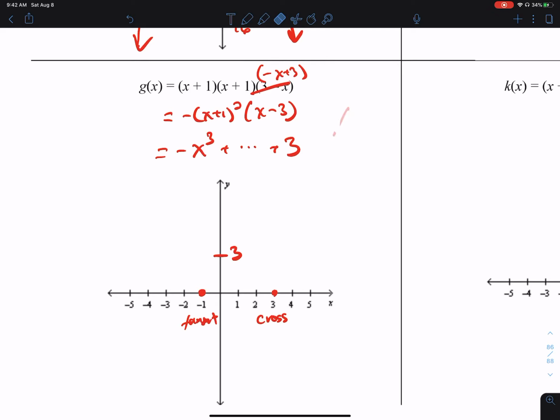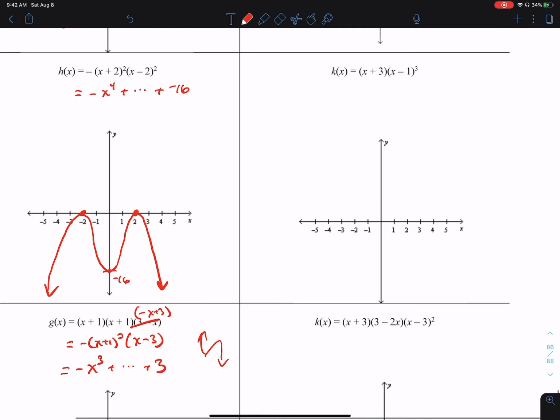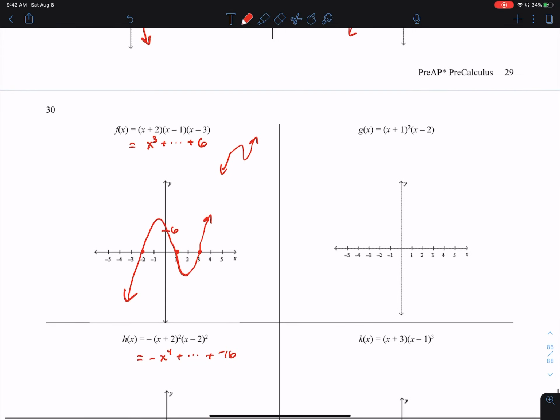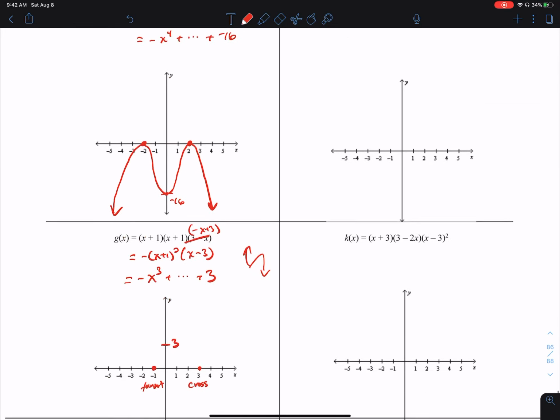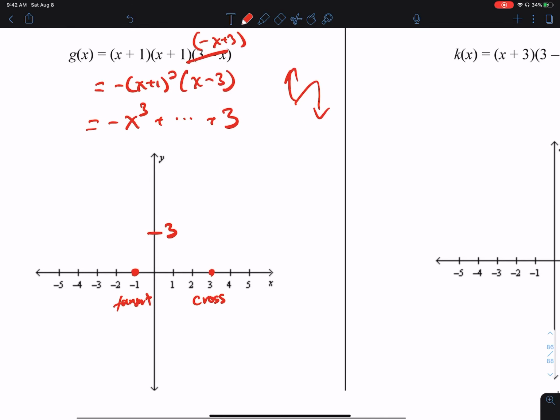Let me rephrase that. That's wrong. It rises to the left and falls to the right. Anytime I make a mistake like that, I want to go back and check to make sure. Okay, I didn't make that mistake anyplace else.